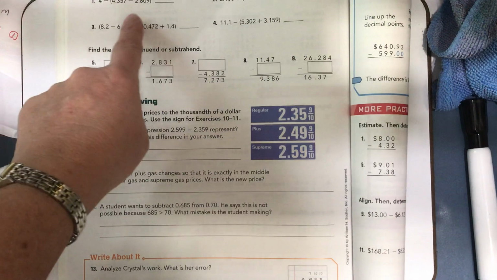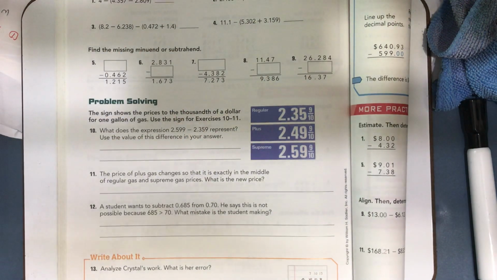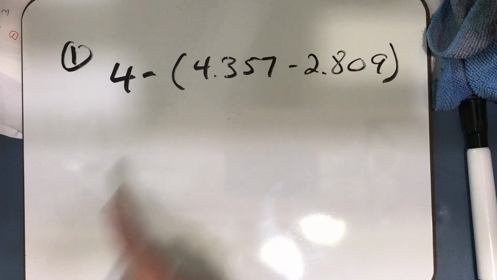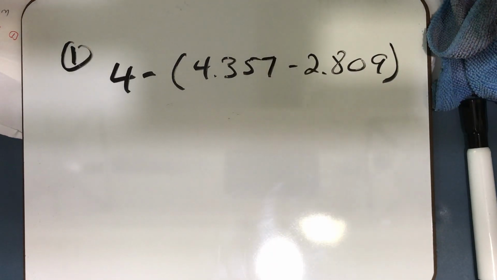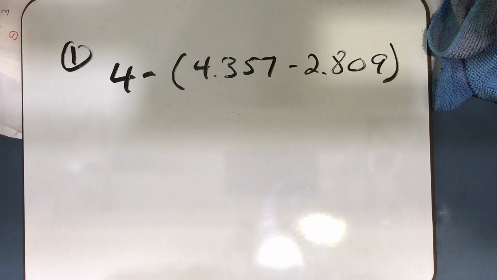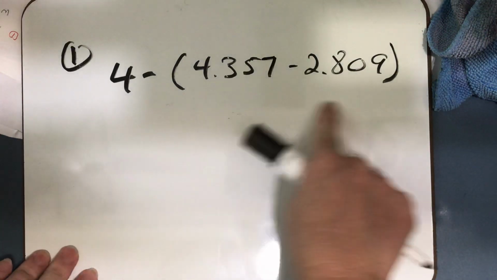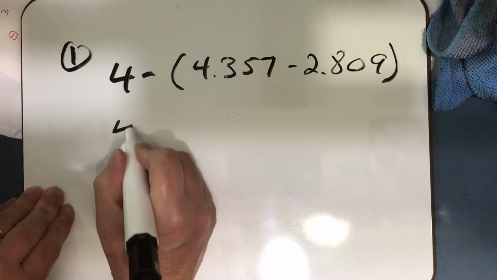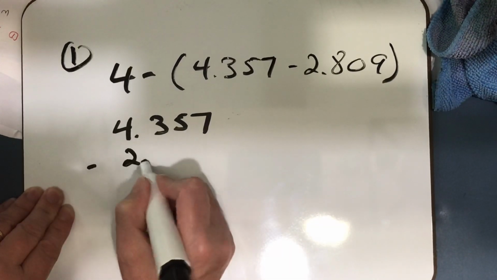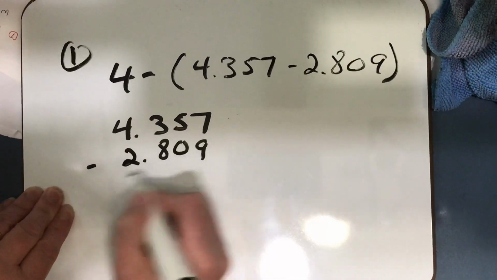If you look at 1 through 4, you can see that we have parentheses in each expression. Remember, you always do what's in parentheses first. So I'm going to do number 1 with you. Number 1 is 4 minus (4 and 357 thousandths minus 2 and 809 thousandths). So we have to do what's in parentheses first. To make sure we align, 4 and 357 thousandths minus 2 and 809 thousandths.